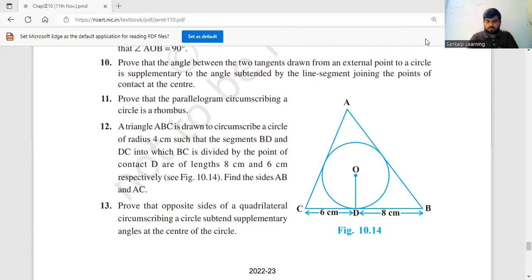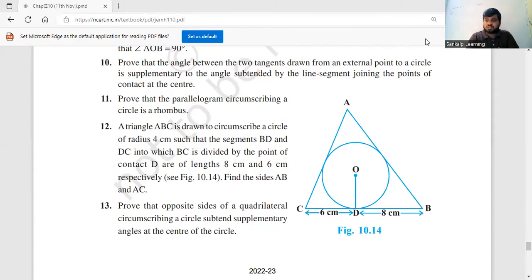11th one. That is why we are going to solve with the 10th one. Okay. So they have given us the figure. A triangle ABC is drawn to circumscribe. Again, observe. Circumscribe means what? The circle has to touch all the sides. Here it is a triangle. So it is touching all the three sides.